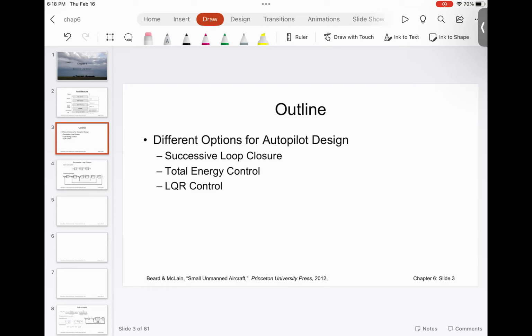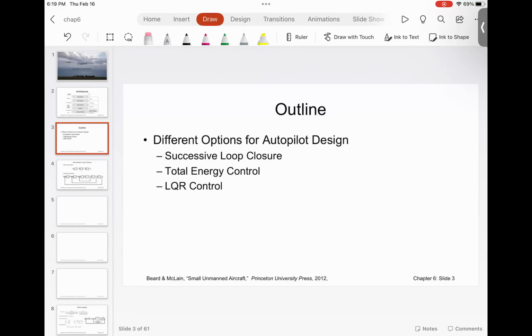LQR control is called optimal control, linear quadratic regulator. Typically, total energy control and LQR control are discussed at the graduate level. So I would briefly go through them, but I'm not going to discuss total energy control and LQR control in detail. But I would encourage you, if you have some background in linear control systems, or if you have taken a course from Professor Zhang related to control and optimization, to take a look at total energy control and LQR control.